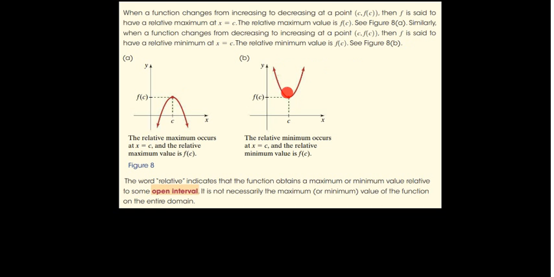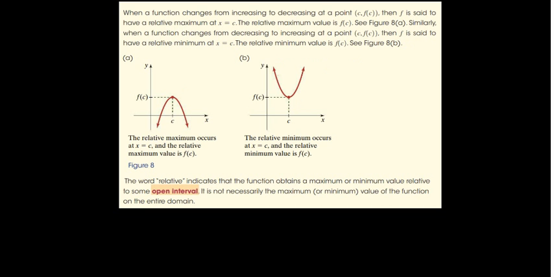And the minimum occurs at the bottom of what you're looking at. Now, at the same time, this particular example is actually not necessarily relative, but it looks like an absolute maximum, an absolute minimum. But your relative maximums are going to be your peaks, and your relative minimums are going to be your troughs.